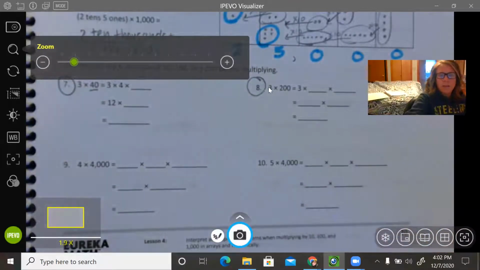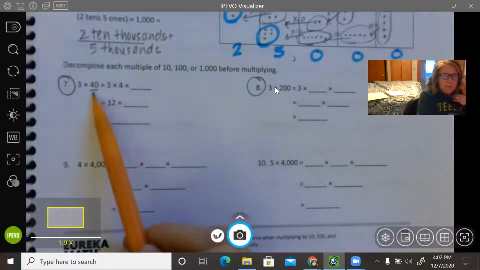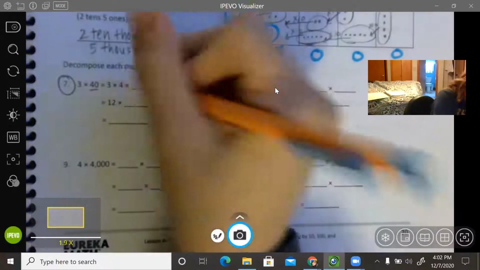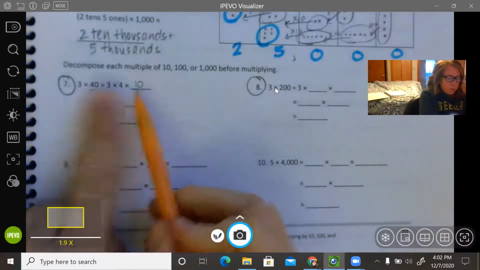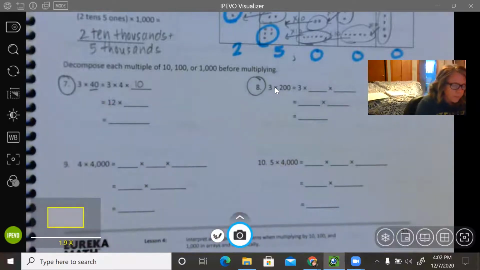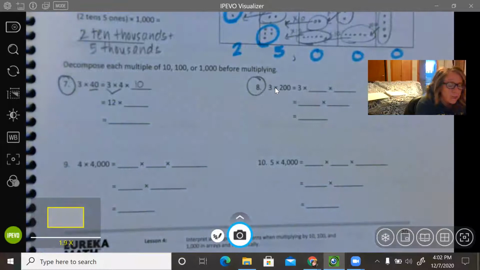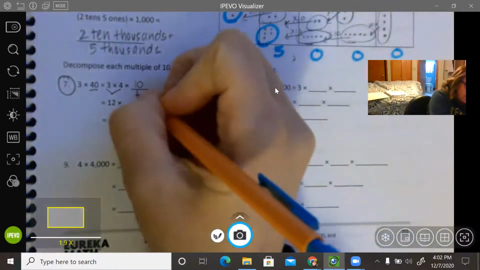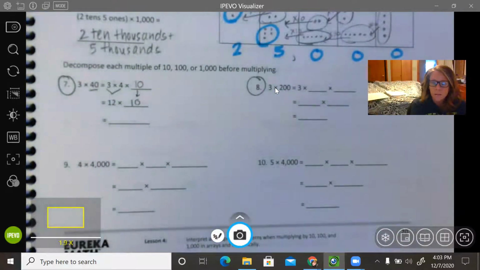So when I decompose the 40, I have to think. This is my tens place. There's 4 of them, so it would be 4 times 10. This is the same as 40. Now, you see, we solved 3 times 4 equals 12, but I need to bring down this 10 also. So now I'm left with 12 times 10.